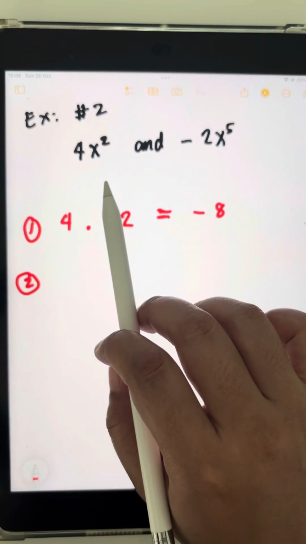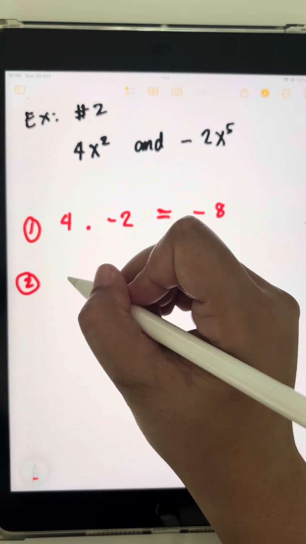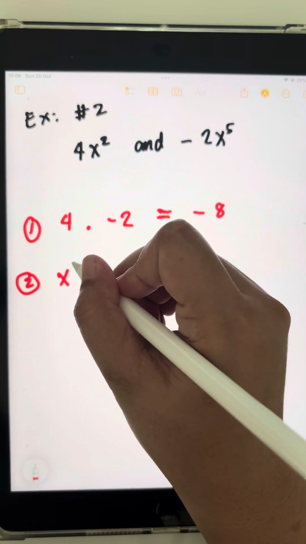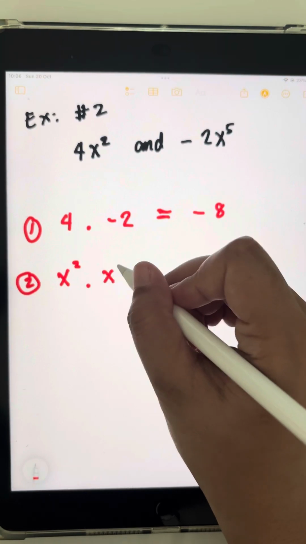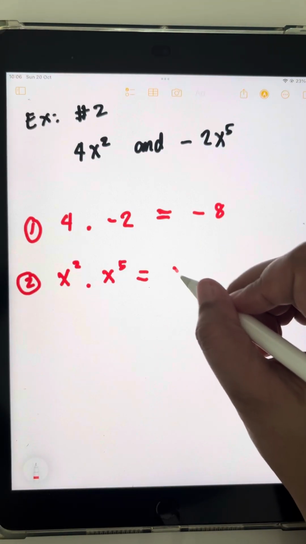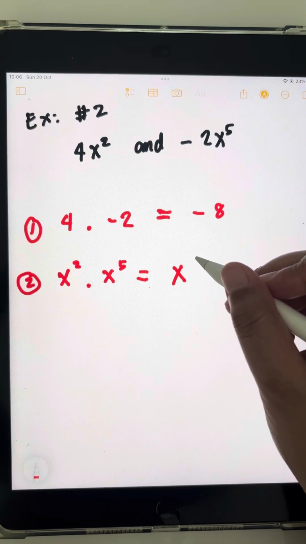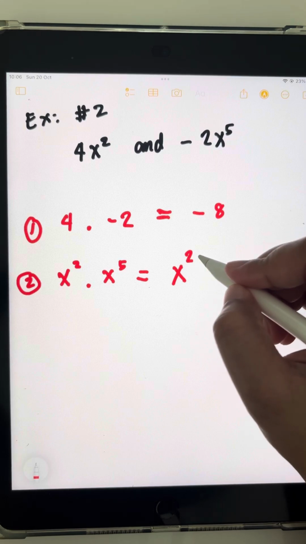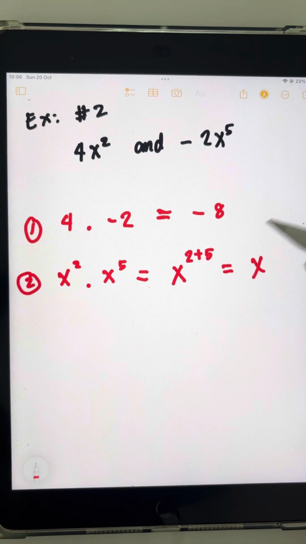We have x squared multiplied by x to the power of 5, right? So it will be x: copy the base, which is x, and then add the powers, or the exponents. So it is going to be 2 plus 5. So it will become x, and 2 plus 5 is 7. So x to the power of 7.